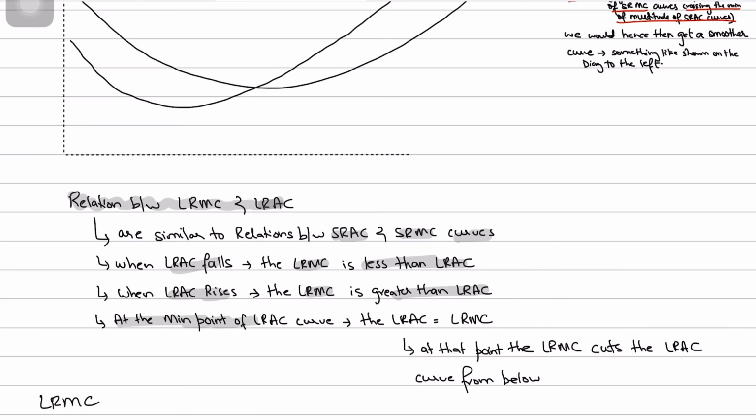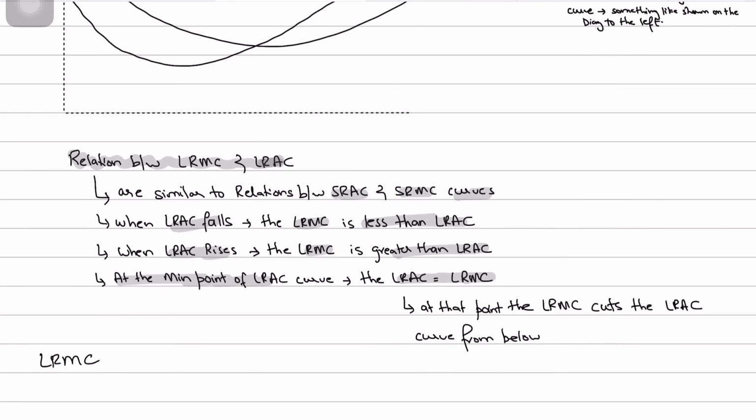And at the minimum point of the long run average cost curve, that is this point, the LRAC, long run average cost, is equal to the long run marginal cost, because at that point the long run marginal cost curve cuts the long run average cost curve from below, right?